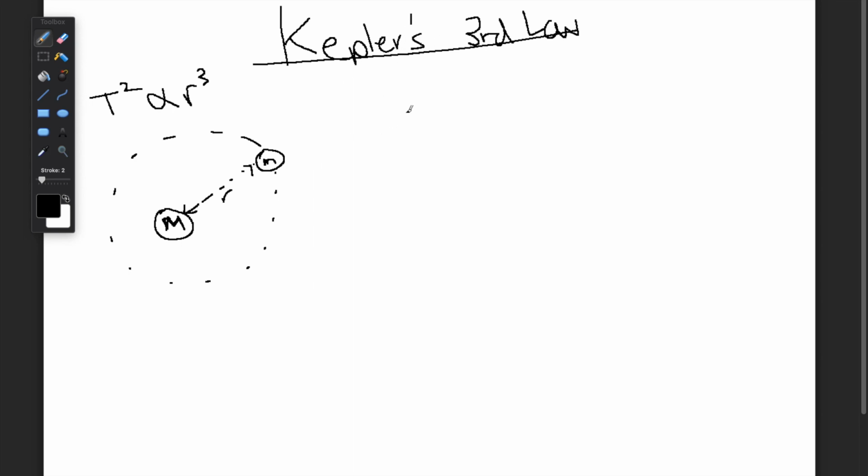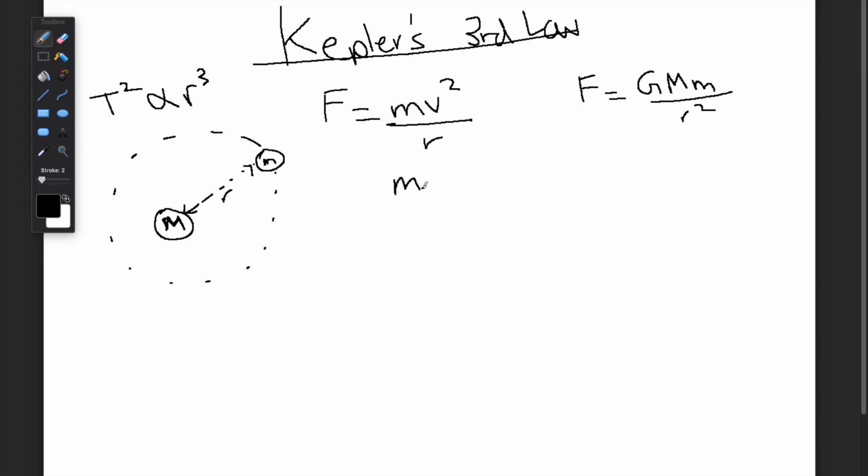derivation. So we know that first of all F is equal to mv squared over r. And then we use Newton's law of universal gravitation, which is F is equal to the gravitational constant G, and then we have the two masses. Because these are both forces, we can equate them to each other. So we have mv squared over r is equal to G big M little m over r squared.